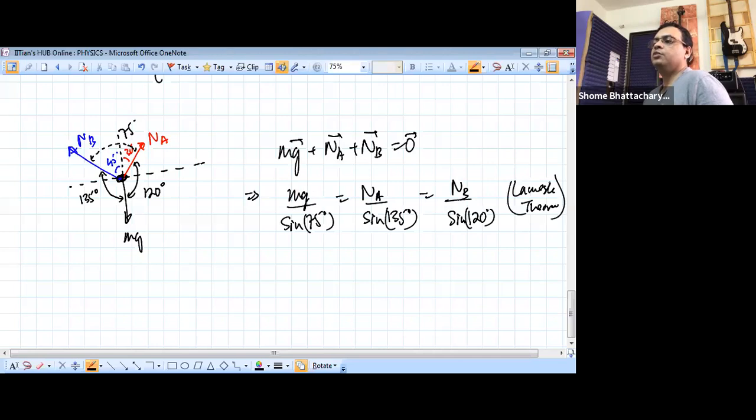Now, if you're not comfortable with this method, it's not necessary. You can always do it by the component method also. But this is, according to me, the most convenient. Now let's quickly just solve sine 75.